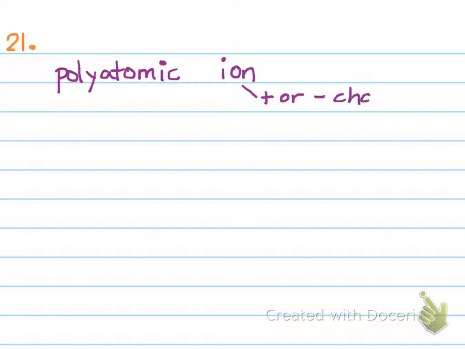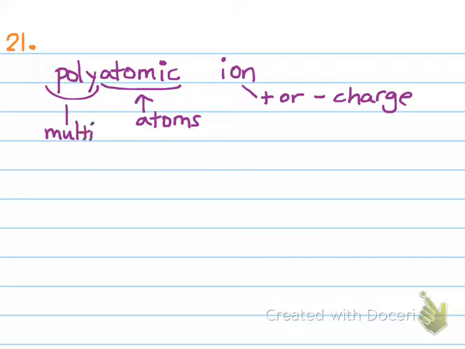Question 21. Explain what is meant by a polyatomic ion. If we just look at the word itself, right? Ion means we're going to have either a positive or a negative charge, right? Atomic means atoms. Poly means multiple. So we're talking about something that's made of multiple atoms having a positive or negative charge. Polyatomic ions contain 2 or more tightly bound atoms that behave as a unit and carry a charge.